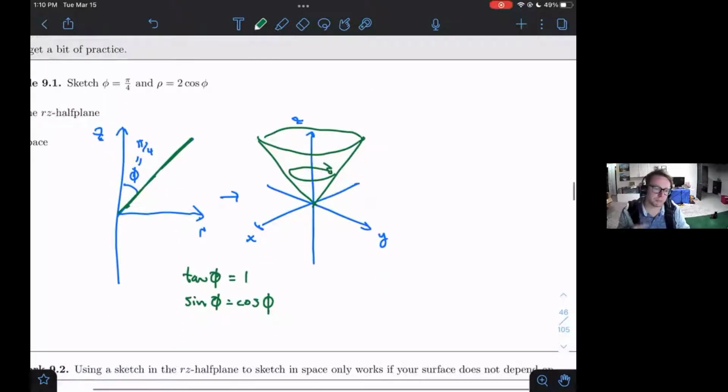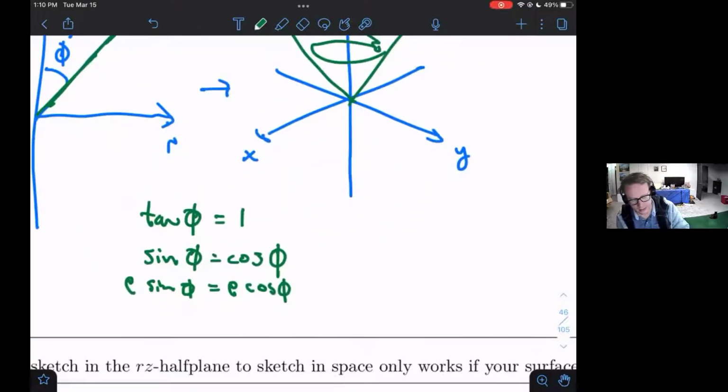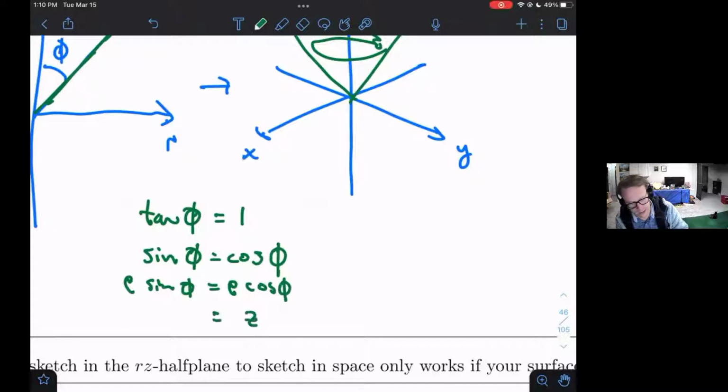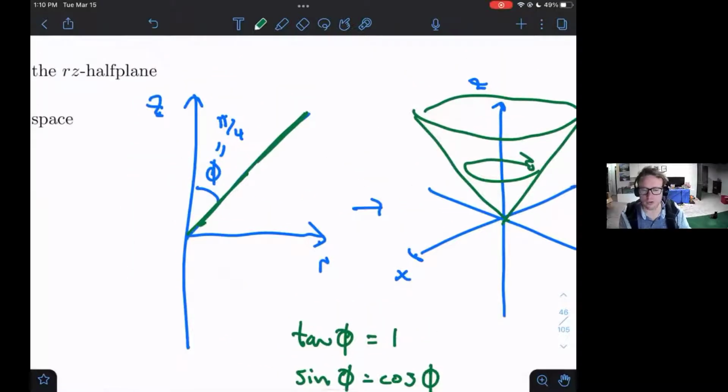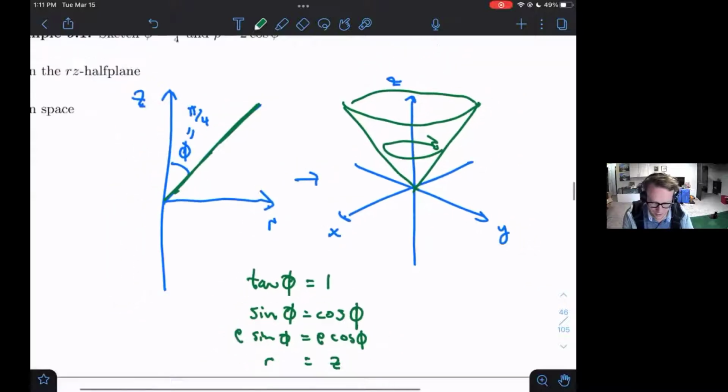And now we can multiply by rho on both sides. So rho sine phi equals rho cosine phi. And as you remember from the conversion equations, this is the same thing as Z, and this is the same thing as R. So this is a nice straight line: R equals Z. And moreover, this is the same one that we had in our last pre-class video in 15.8, where we saw that, yes, this indeed was a cone.